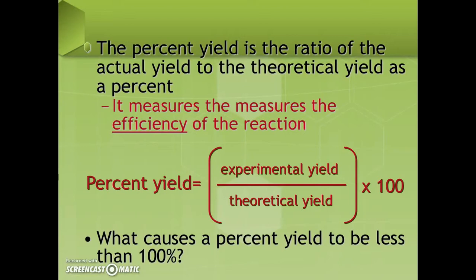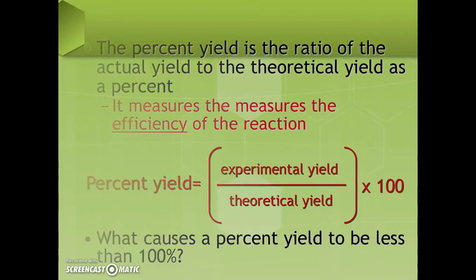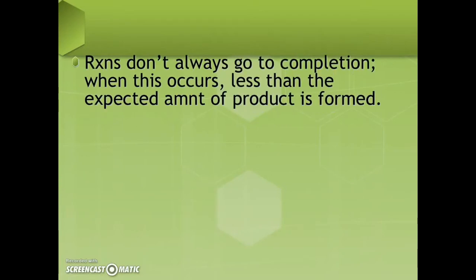So why would a percent yield be less than 100%? Well, there's lots of reasons. In some cases, reactions don't go to completion. So in this kind of situation, we'll get less of the product than we would expect. So some starting materials will be left over.